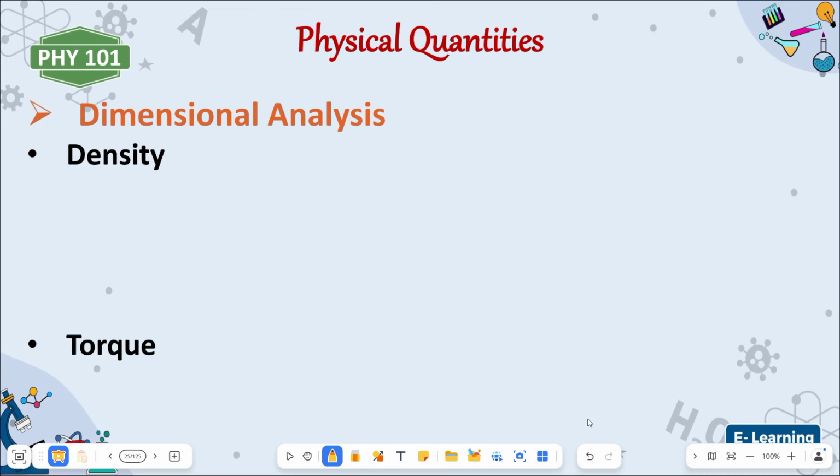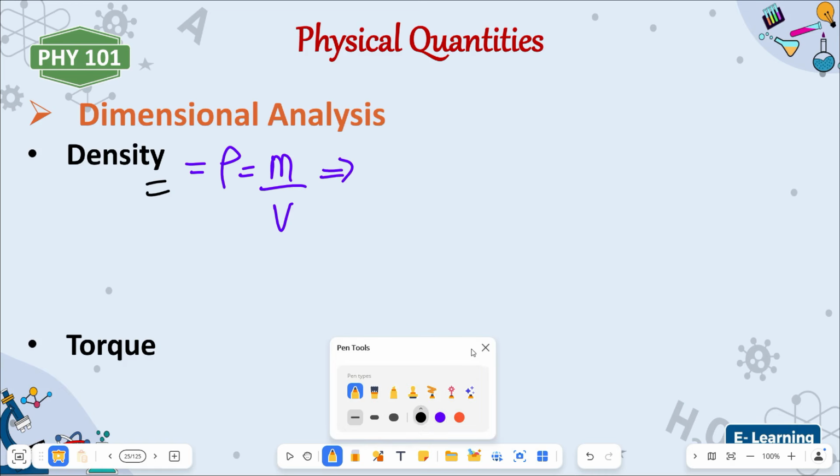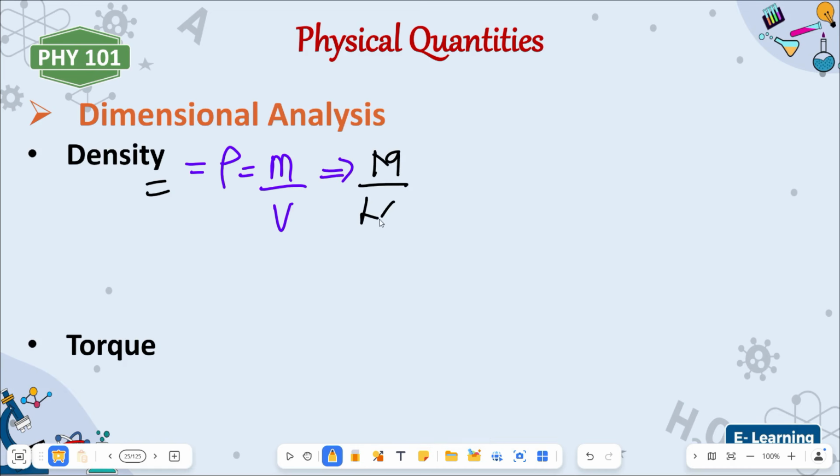All these ones are very, very simple. Then the next one is density. What is the formula for density? Density, my dear students, is mass over volume. Mass is capital letter M. Volume is length times length times length. We've already known that before now. So M over length times length times length will give us ML to the power of minus 3.